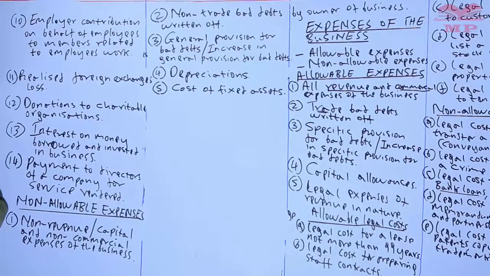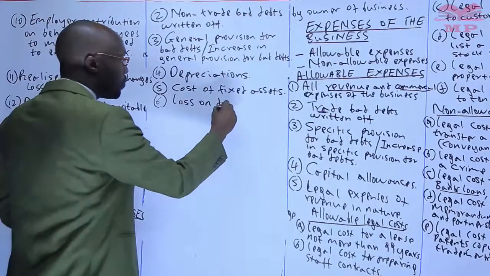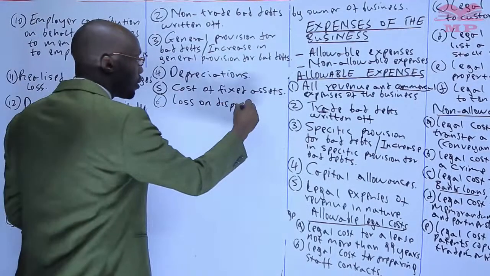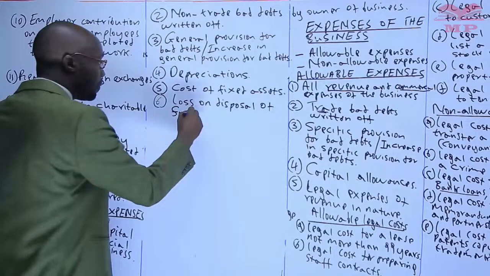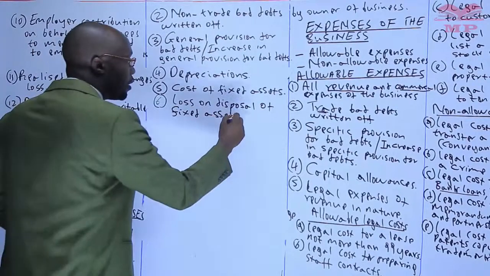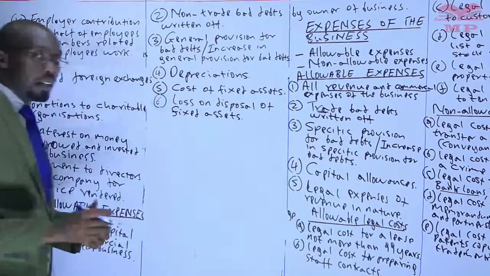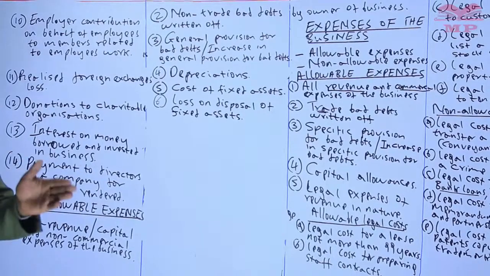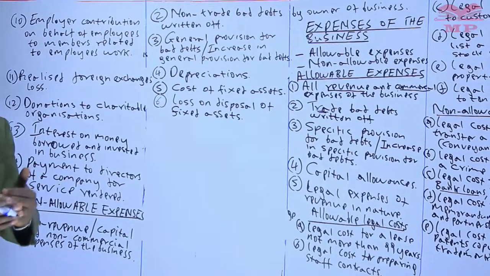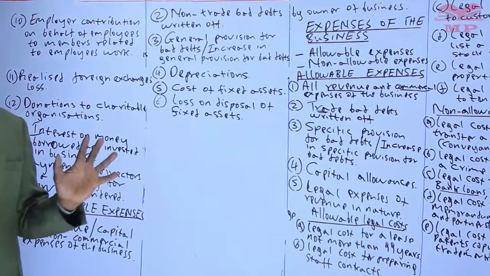Number 6, we have loss on disposal of fixed assets. When you dispose of your fixed asset, like if you have a motor vehicle as a fixed asset, furniture as your fixed assets, and you dispose of them in the course of your business, if you generate a loss, it's usually non-allowable.